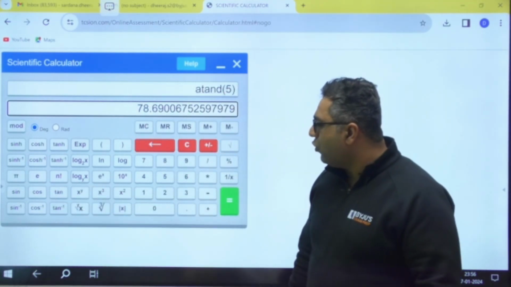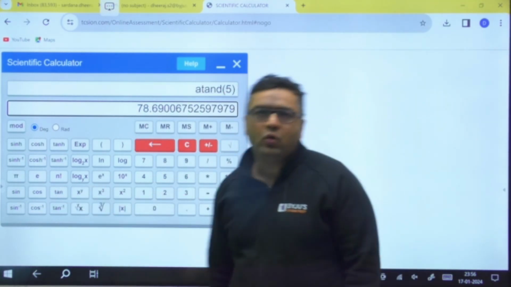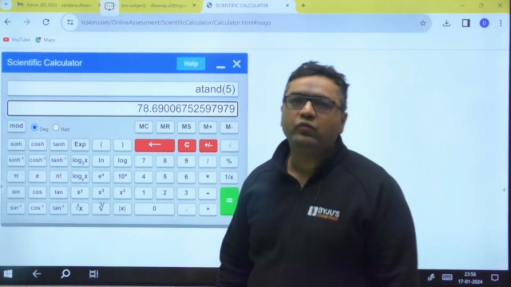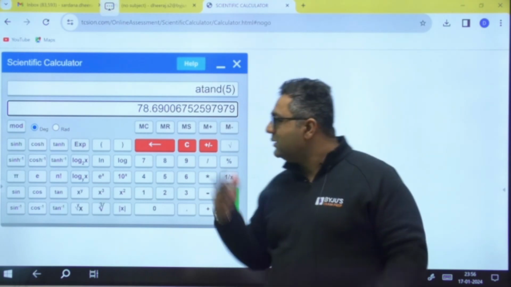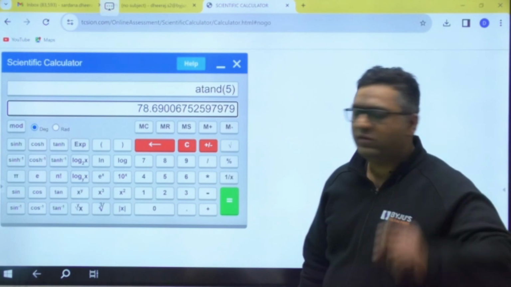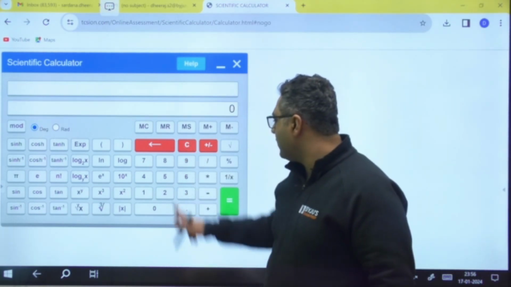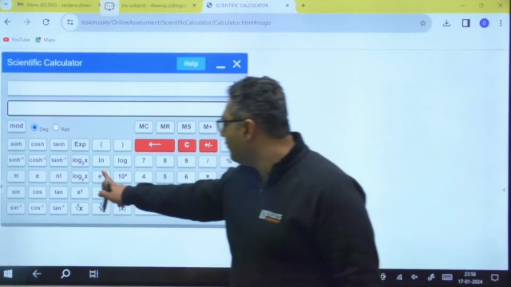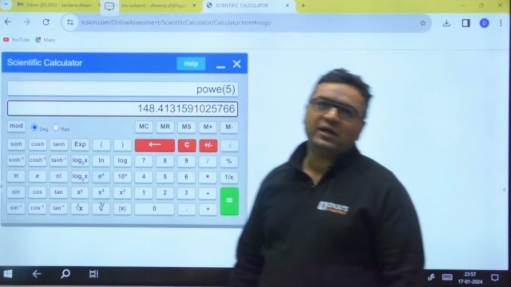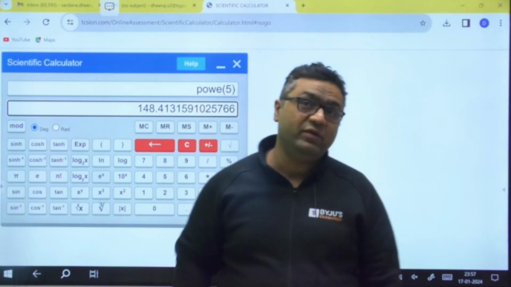Now my dear, if you want to go for functions like log, ln, e to the power x, then also the same rule is going to be followed. Like you want to find out e to the power 5. So you go first for the number 5 and then you go for e to the power x. It is going to be 148.41. You can check with the normal calci whether we are getting the same value or not.